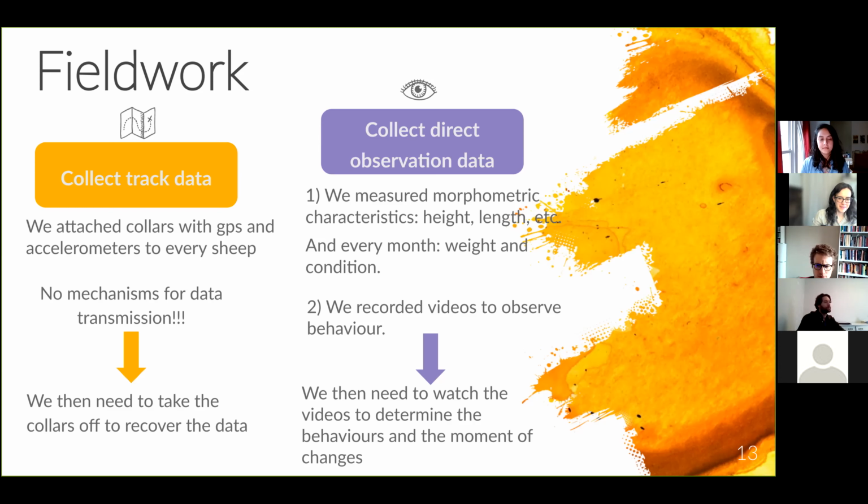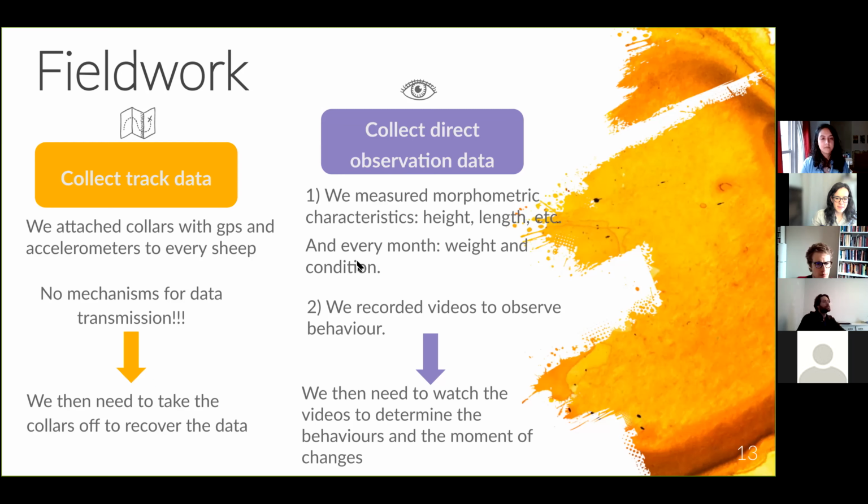And well, then finally, as we wanted to classify behavior from the acceleration data, we record videos to observe those behaviors. So then we need to watch those videos to determine the behaviors and the moments of the changes.